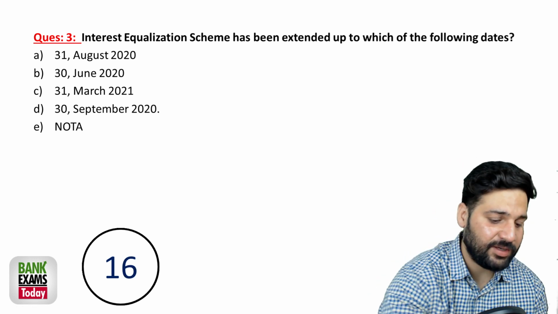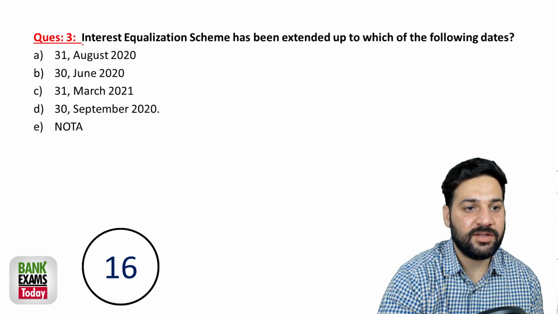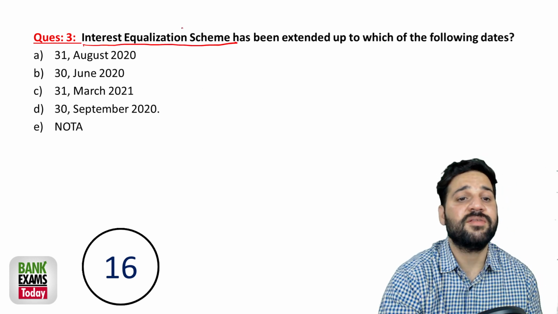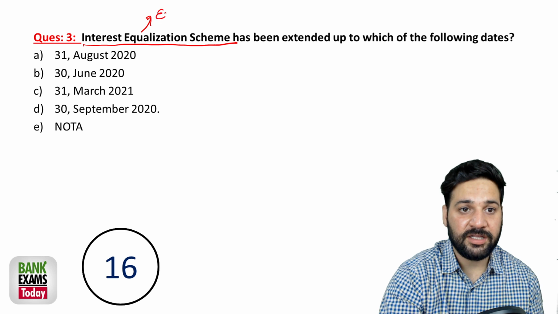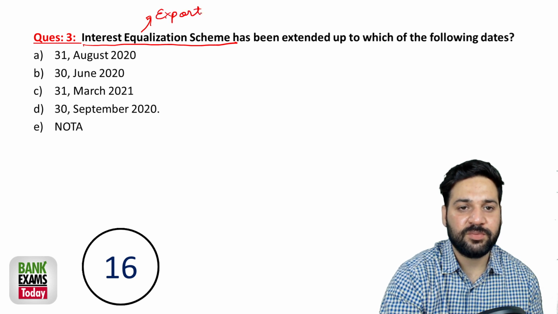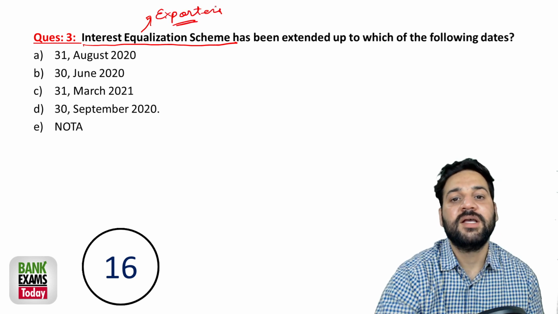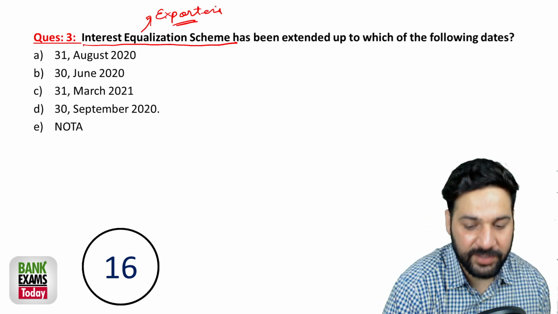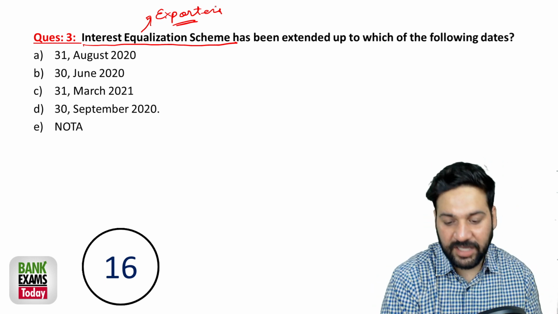Third very important question, the interest equalization. Interest equalization is an interest subvention scheme for the exporters. The scheme is provided to the exporters. It has been extended to which of the following dates? Due to Corona, obviously this date has been extended.